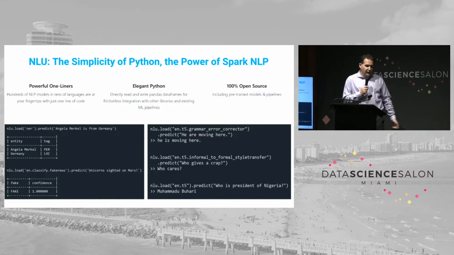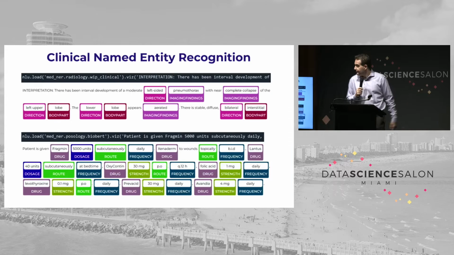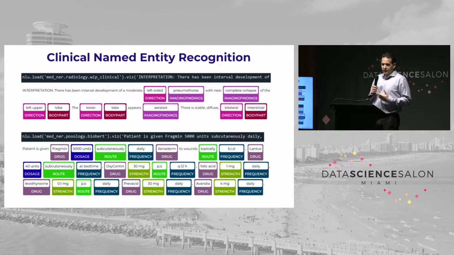So let's see how we put this together now in the medical context. The first task that usually people are interested in is name entity recognition. And the goal here is to be able to read text and recognize relevant entities. So in the top example here, and you can see this is literally all the code that you need to do this after installation. This is a radiology example.